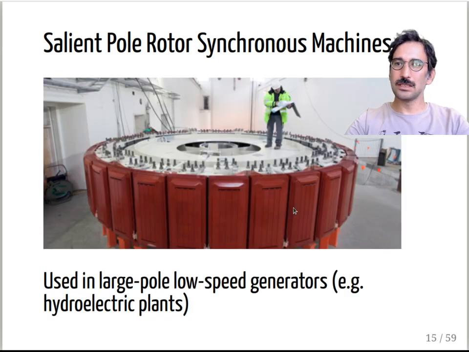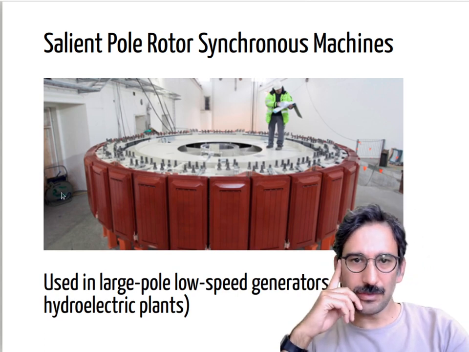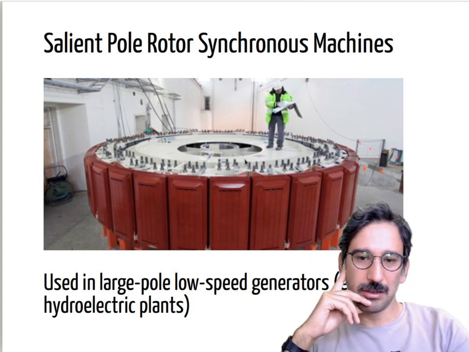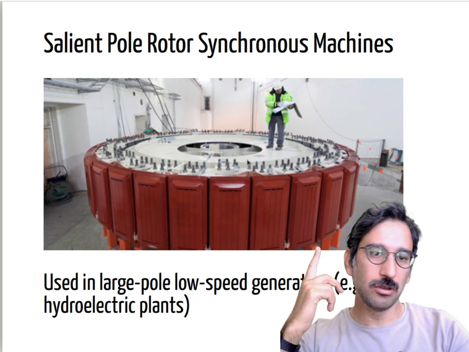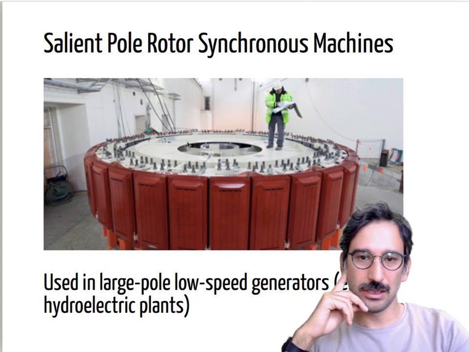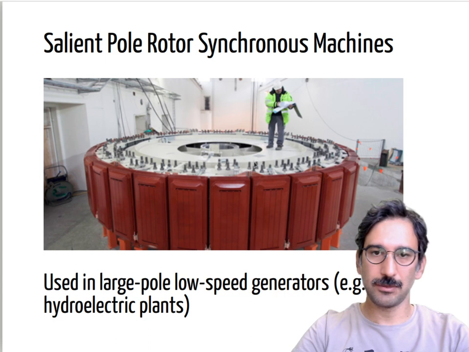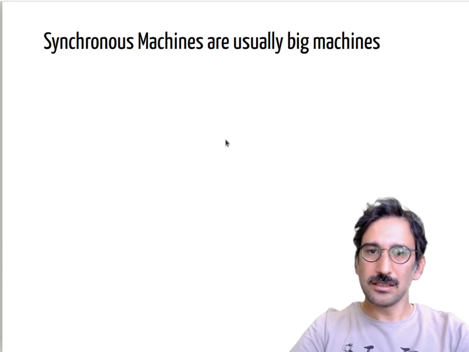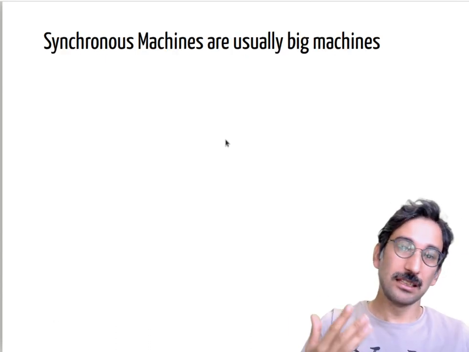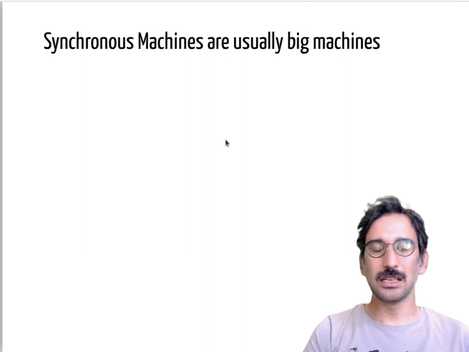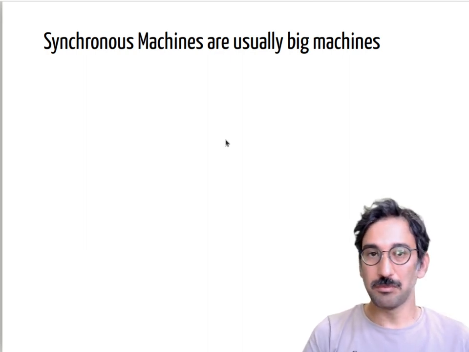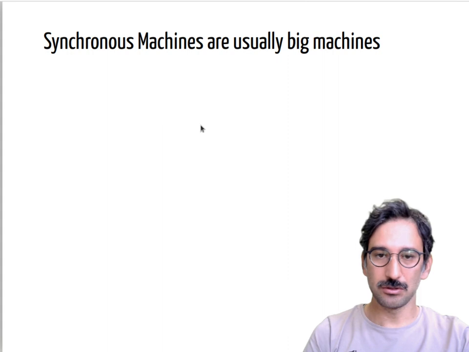Salient pole motors are usually used in hydroelectric power plants, or large pole, low speed generators. I think this is from a hydroelectric power plant, and you can see the poles of those electromagnets. Synchronous machines, for generators, are usually large machines in the megawatt scale or even hundreds of megawatts.